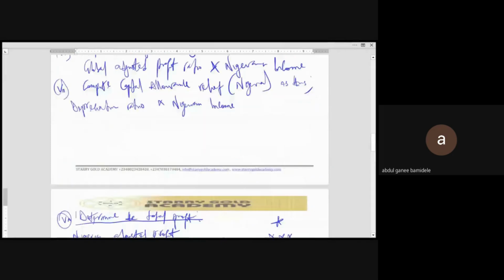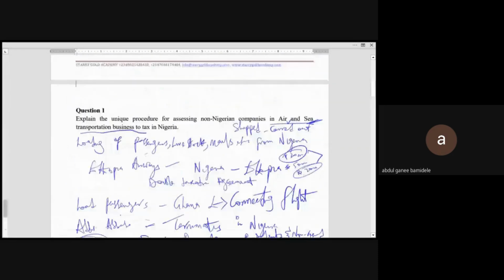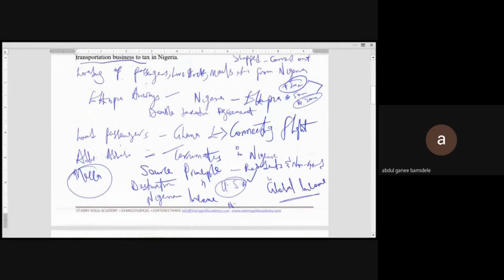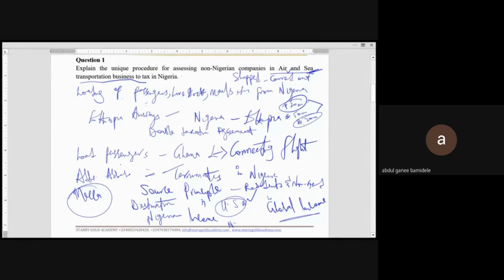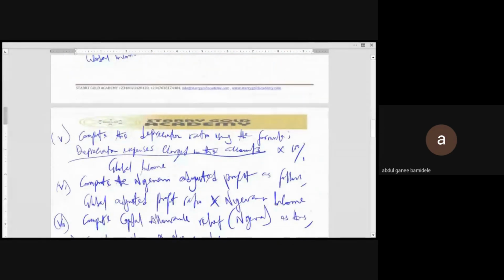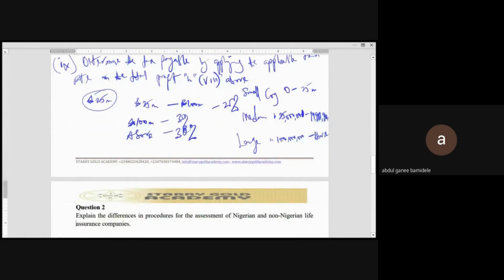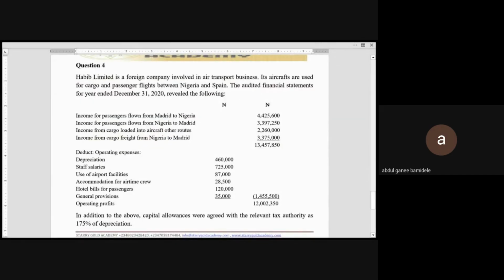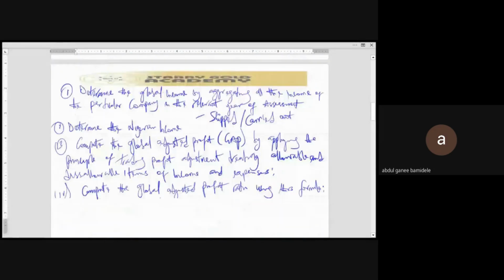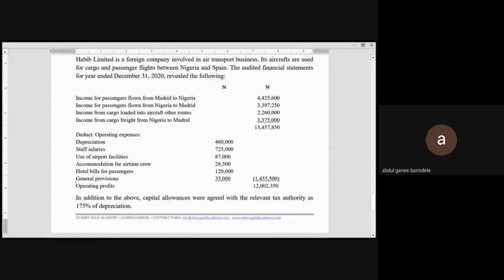So what you need to do now is to get a question on specialized business, particularly on air and sea transportation business. Go and get it and practice it using this procedure. There is even a question there, Question 4. Before you look at the suggested solution, based on what we have here and my explanation, attempt this question. So let's do a quiz.